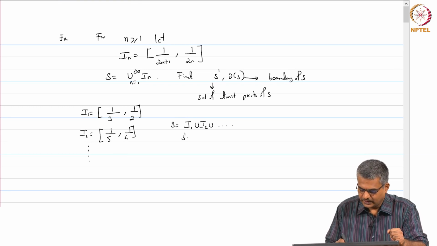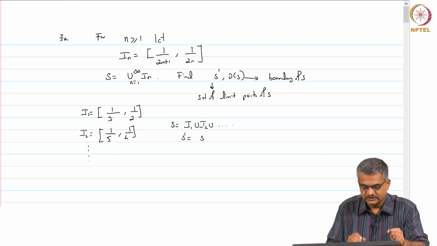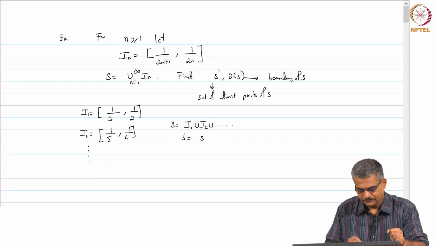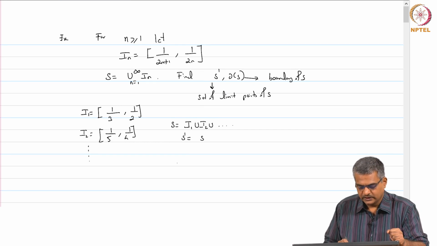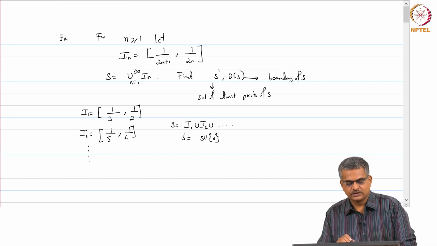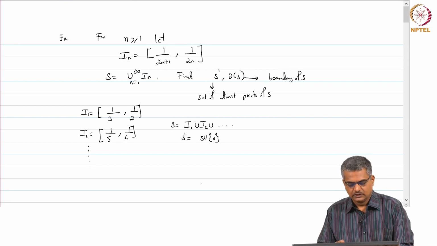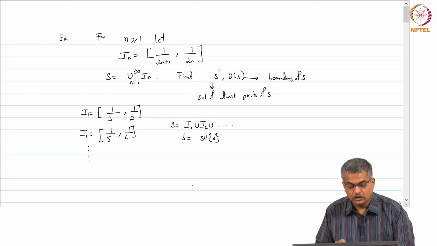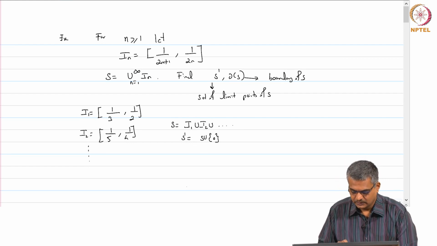So, S prime certainly contains S because it is a union, and all these are closed sets. S has all these intervals, and each of these intervals is a closed set. So, S prime will have S and also the singleton 0, because 0 is also a limit point of the set S, even though it does not belong to S.